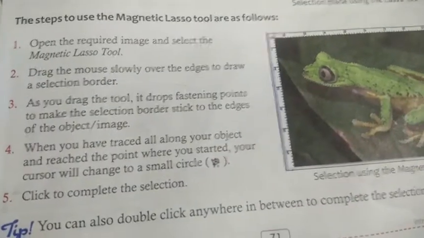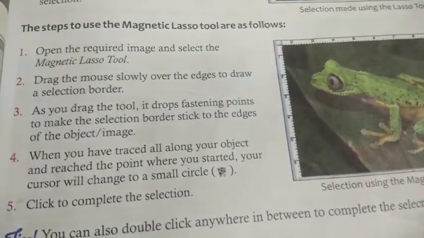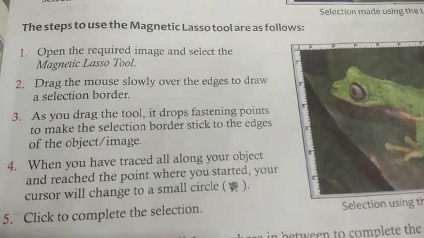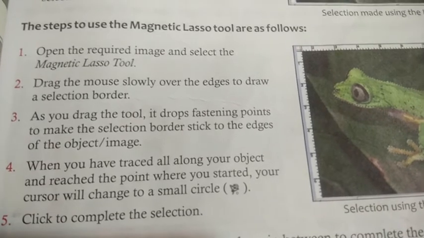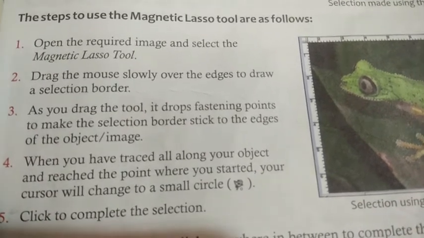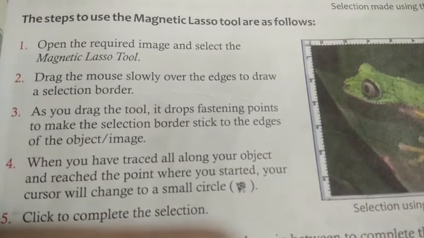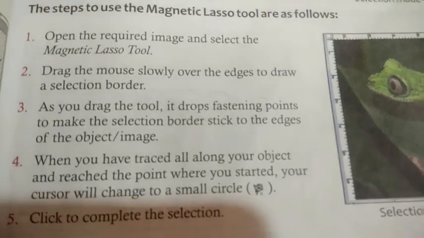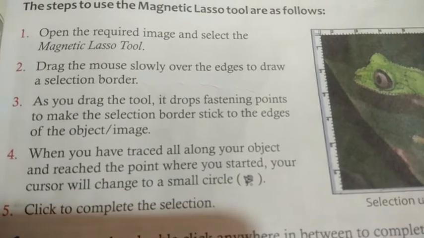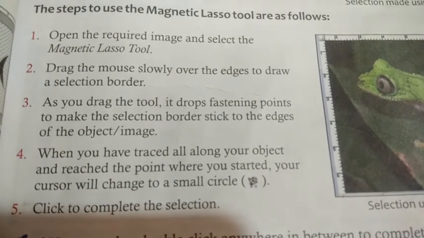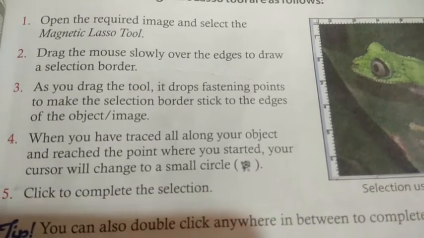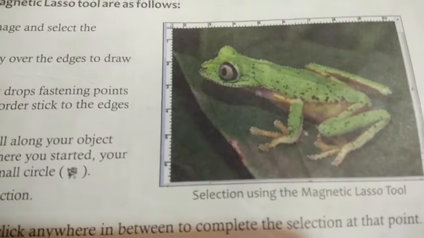Now students, next the steps to use the magnetic lasso tool are as follows. Open the required image and select the magnetic lasso tool. Next, drag the mouse slowly over the edges to draw a selection border. As you drag the tool, it draws fastening points to make the selection border stick to the edges of the object. When you have traced all along your object and reach the point where you started, your cursor will change to a small circle. Then click to complete the selection. Next, see the selection using the magnetic lasso tool in the picture.